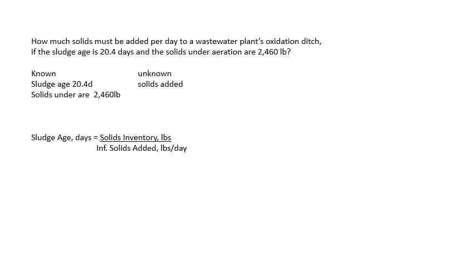So sludge age in days is equal to the solids inventory in pounds divided by the influent solids added pounds per day. Well, what we don't know is the solids added, so we're going to have to rearrange our formula. So rearranged, solids added pounds per day is equal to the solids inventory in pounds divided by the sludge age in days. So you can plug your numbers in. 2,460 pounds divided by 20.4 days. And the answer is 120.59 pounds per day.